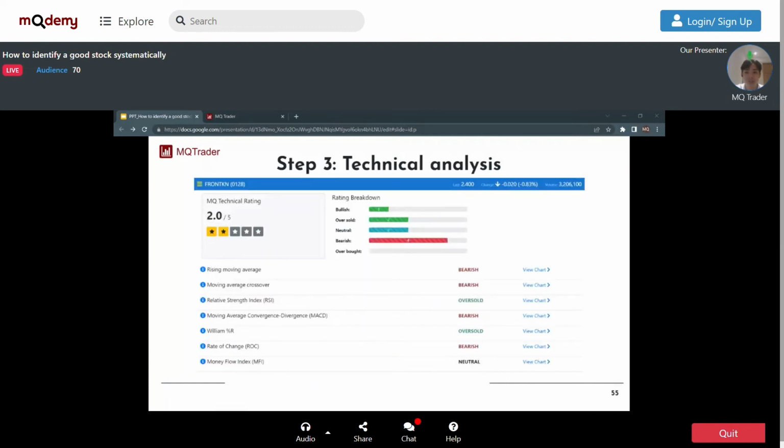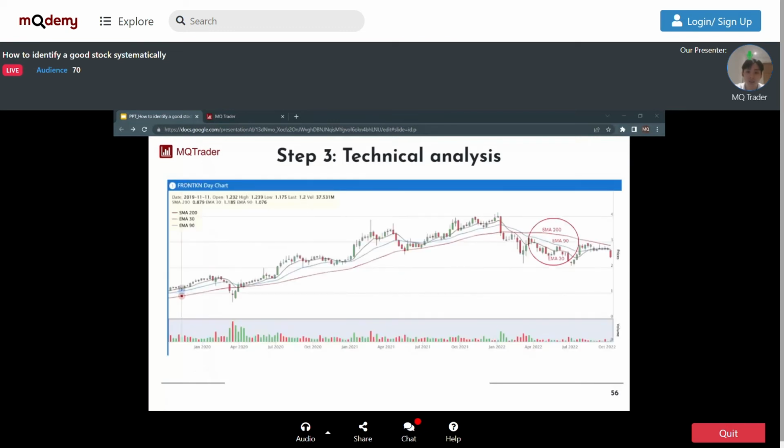Then for our step 3, technical analysis, our system only shows 2.0 out of 5, which means that at that moment, the price trend is not that optimistic. Then we can take a deeper look at this chart. We can see that the downtrend actually started earlier this year, which is when the US started to increase interest rates, with the war going on between Ukraine and Russia.